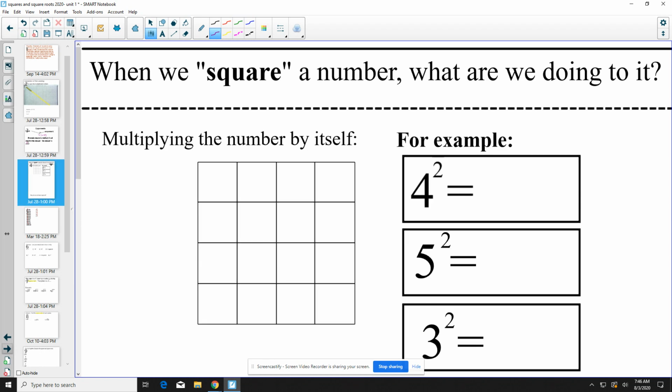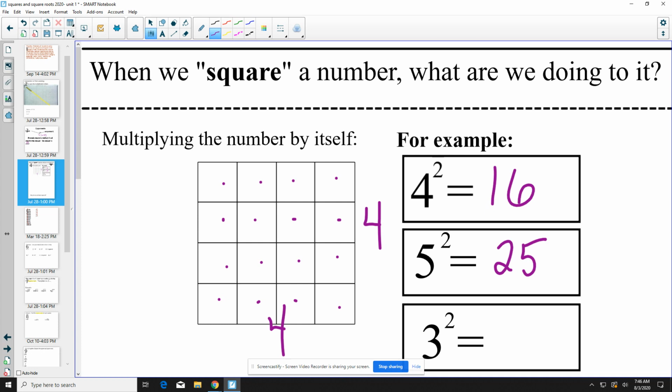When we square a number, what we are doing is multiplying it by itself. If I look at the square here, it is 4 units long by 4 units long. The area of the square would be 16. The way I find the area is to take 4 times 4 to get 16. 4 squared is the same as 4 to the second power. 5 squared would be 5 to the second power, which means 5 times 5, 25. 3 squared would be 3 times 3, 9.